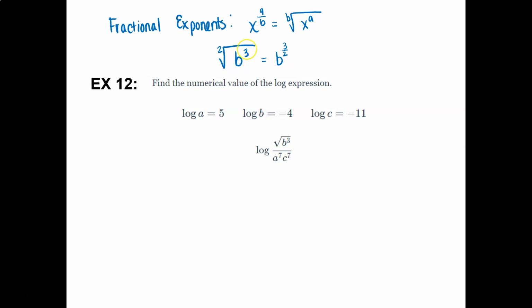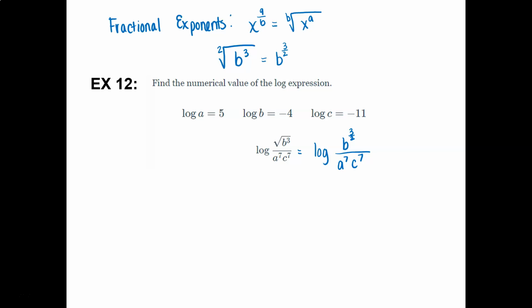So the exponent goes on top, the root goes on the bottom, because roots go on the bottom of the tree, so that's where it belongs. All right, so that's the first thing we're going to do if we see a square root pop up. We are going to write this as log of b to the 3/2 over a to the 7th, c to the 7th. So if you end up with any roots, switch them to fractional exponents first, because trying to do it with the root is not going to be possible for us.